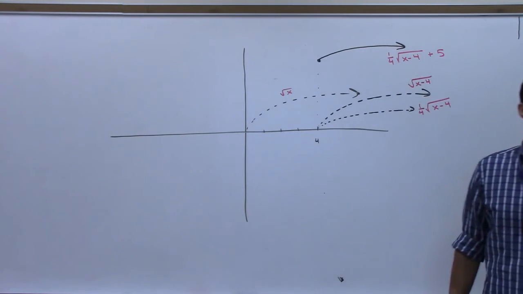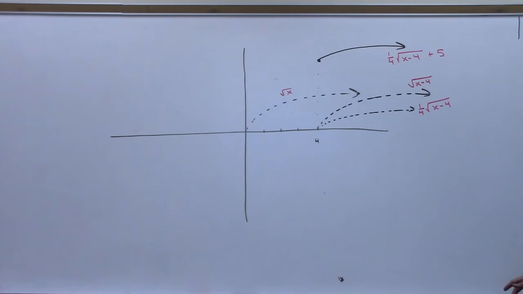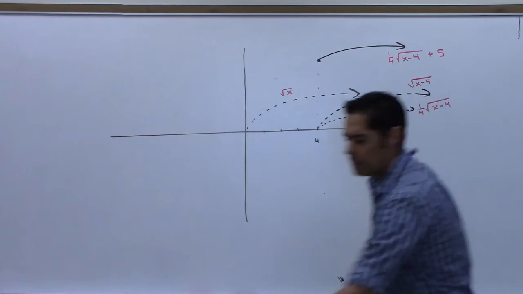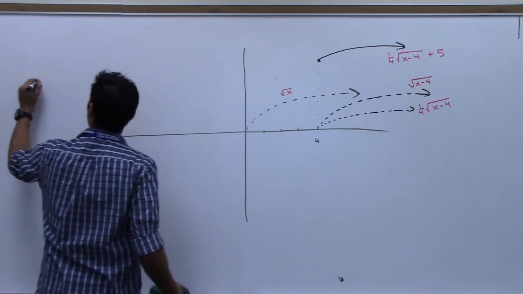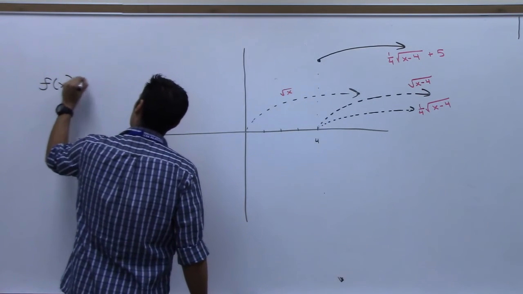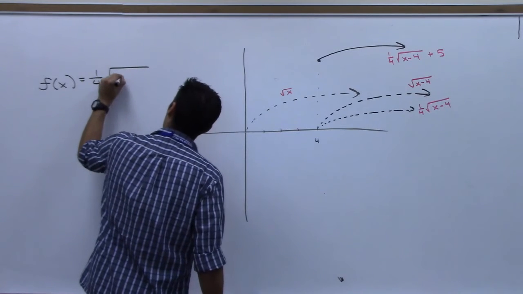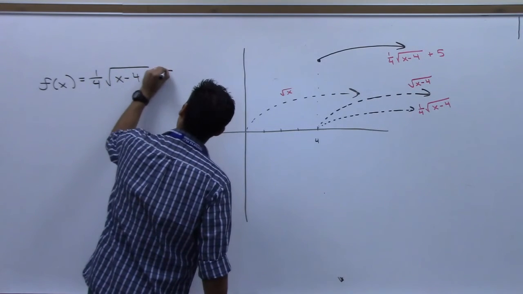What I didn't tell you last time is why would you want to be able to do this quickly? Let me write down this function. It was called J up there, but I'm calling it F. F of x is 1/4 square root of x minus 4 plus 5.